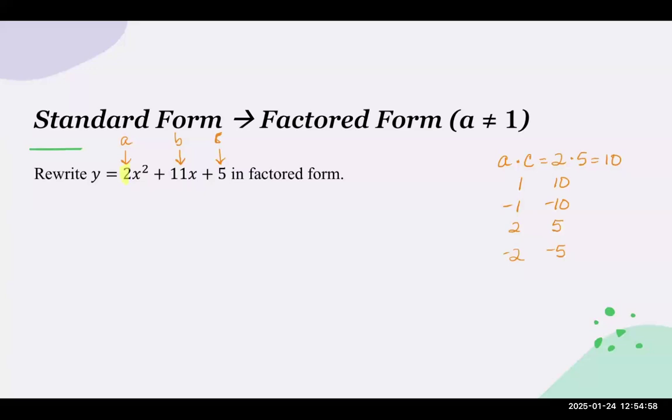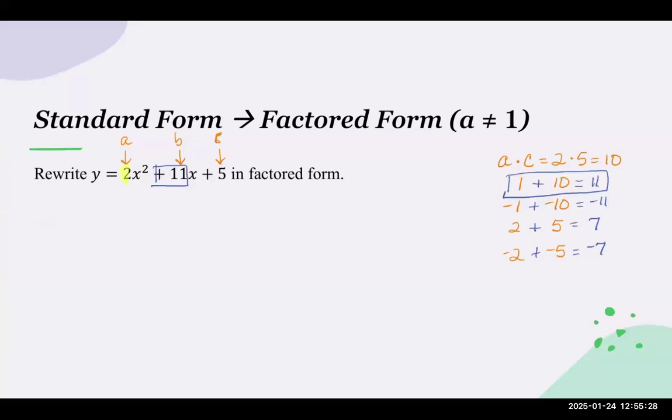Now, similar to what we did in the previous example, we want to find the pair that adds to our b value. So we're going to add these up. 1 plus 10 gives me 11. -1 and -10 gives me -11. 2 plus 5 gives me 7. -2 plus -5 gives me -7. So the pair that adds up to my b value is this pair right here.